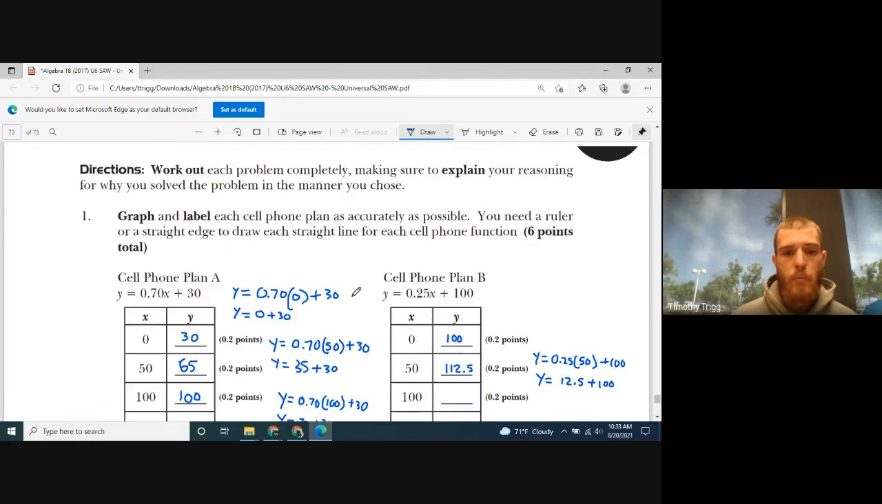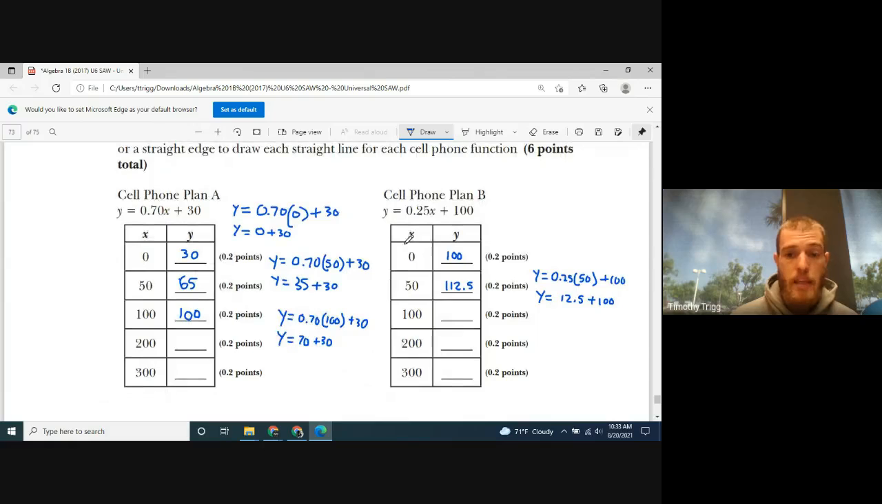So let's explain what we're finding here. This X is the number of minutes you use, and the Y is the cost of the plan at the end of the month if you use this many minutes. So for example, in cell phone plan B, if you used 50 minutes in the month, then the cost at the end of the month would be $112.50. And then you'd go ahead and find the rest of these as well.